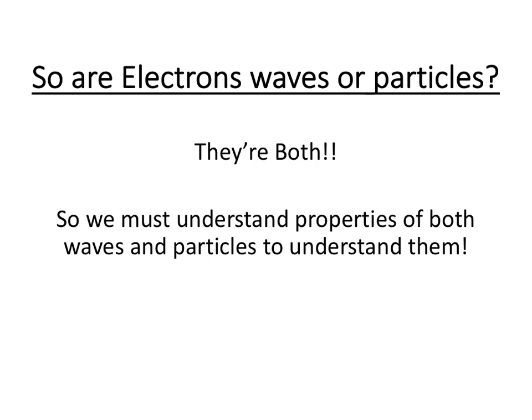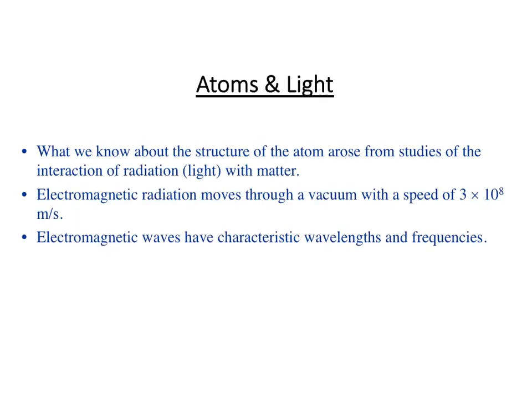So we have to understand both properties of waves and particles to be able to understand electrons better. Everything we know about the structure of atoms has arisen from the studies of interaction of light with matter. All right, so we know that electromagnetic radiation or light basically is going to move through a vacuum, which means there's no molecules, with a speed of 3 × 10⁸ meters per second. We also know that electromagnetic waves have characteristic wavelengths and frequencies.